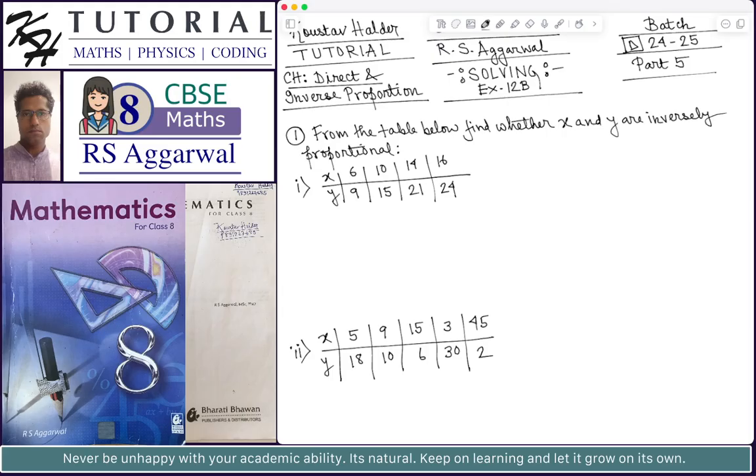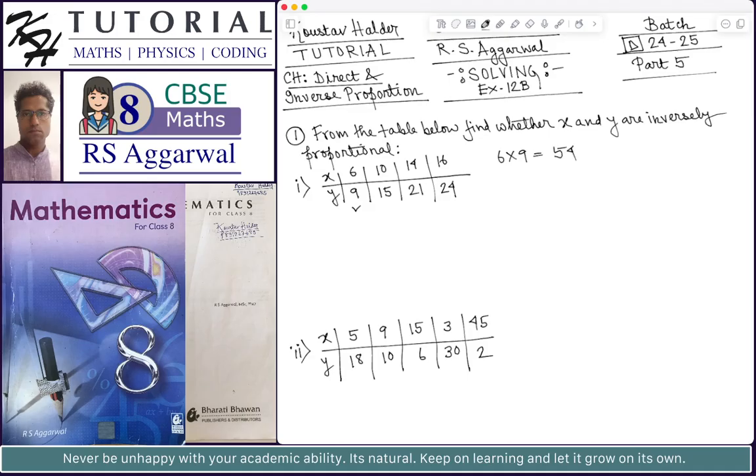The first problem says that from the table below, find whether x and y are inversely proportional. So we are given a table of corresponding values of x and y. We know that if the two quantities vary inversely with each other, then the product of the corresponding values must be equal. So we need to check. Let's see what is the product of the first corresponding values. 6 into 9 is equal to 54.